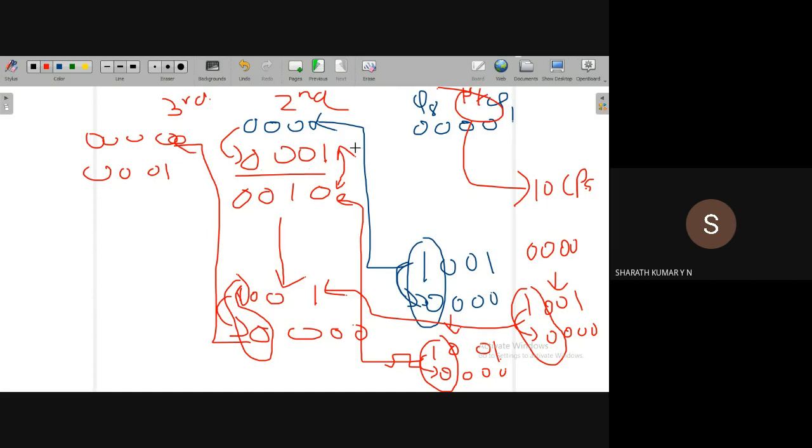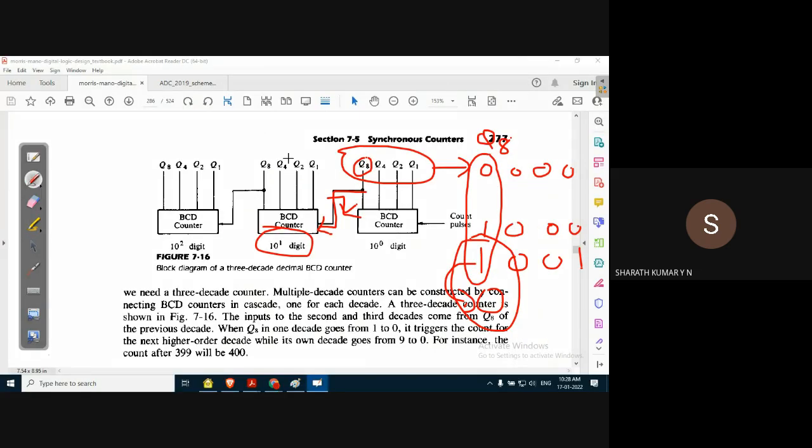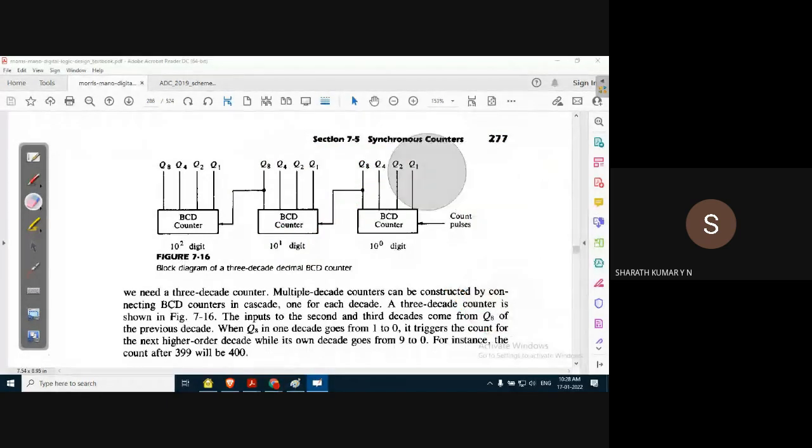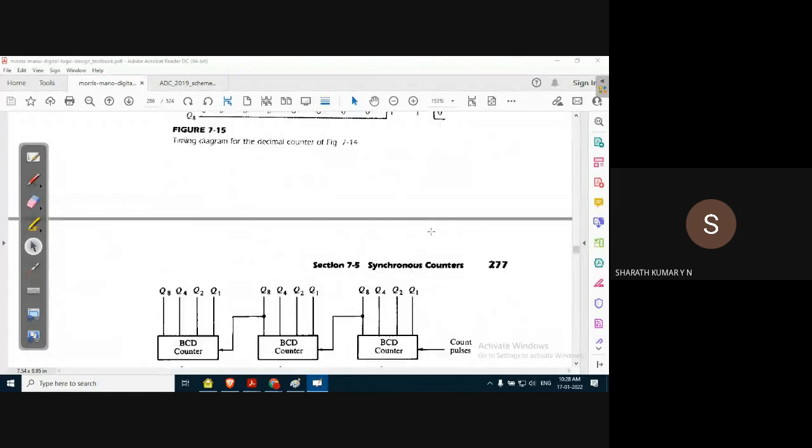So the best point which acts as the clock pulse to the next stage is Q8. That's why we can see that Q8 is applied as a clock pulse to the next stage. Similarly, for the second stage, which corresponds to the 10 power 1 digit, Q8 is applied as a clock pulse to the third stage. Like this it continues. So like this we can interface n number of BCD ripple counters. This is for the up count.